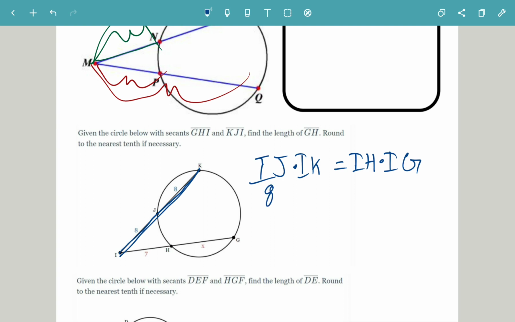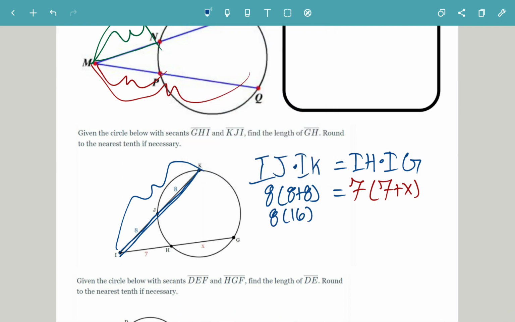IJ is equal to 8. IK is going to be the whole thing, so that's going to be 8 plus 8, equals IH, and I'm actually going to do this in red. IH is 7 times IG, which is 7 plus x. Over here we get 8 times 16, which is 128.